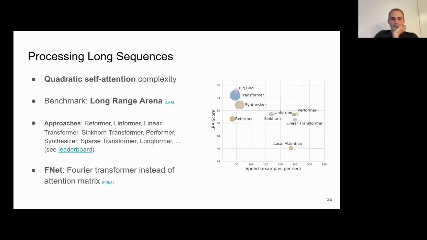Something also to have heard of is the Long Range Arena, which is in the field of processing long sequences. I only talked about really short sequences so far. In reality, the maximum sequence length you typically process with a model like BERT would be around 512. It could be shorter, but longer gets hard. And why does it get hard? Because the computational complexity of the attention, in both memory and computation, is O(n squared).